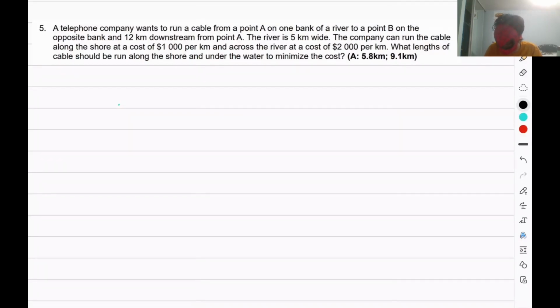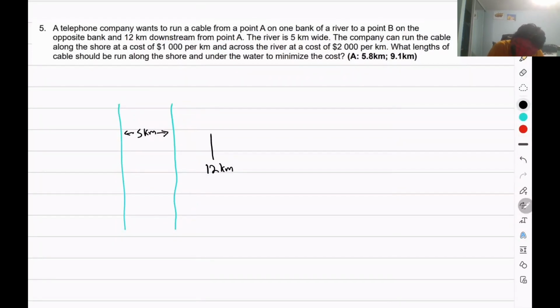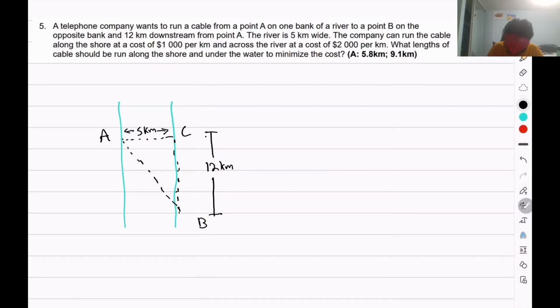So let's quickly draw a diagram to visualize this scenario. Okay, so here's a diagram, and this diagram shows us there are 3 different ways you can travel across the river to the point B from point A. So basically, you can go across to point C, so A to C, then C to B. This is the longest distance the cable can run through. That means it'll cost a lot as well.